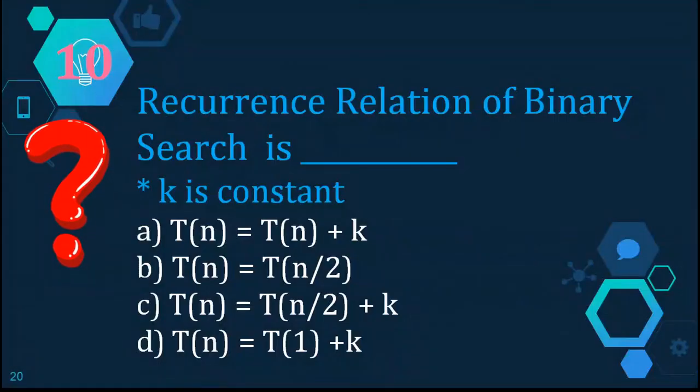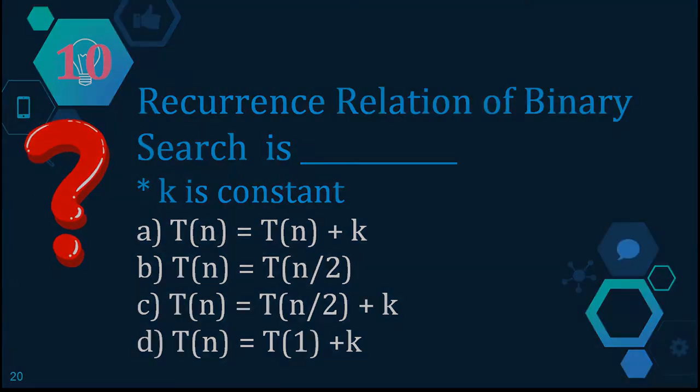Now coming to the last question, that is recurrence relation of binary search, where k is a constant. A, T of n is equal to T of n plus k. B, T of n is equal to T of n by 2. C, T of n is equal to T of n by 2 plus k. D, T of n is equal to T of 1 plus k. Again a tricky question, but still this has also been discussed in the time complexity analysis of binary search in the previous videos. So now let's see the answer.